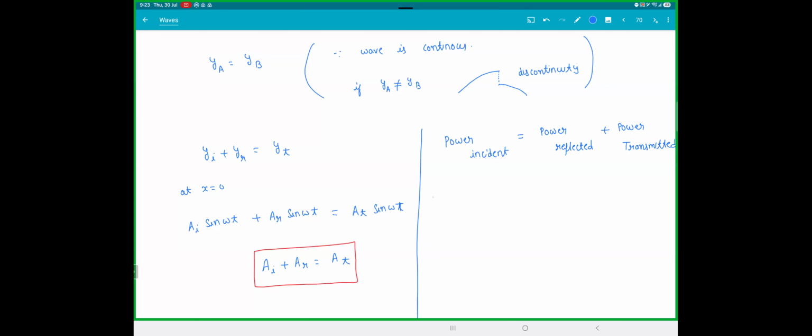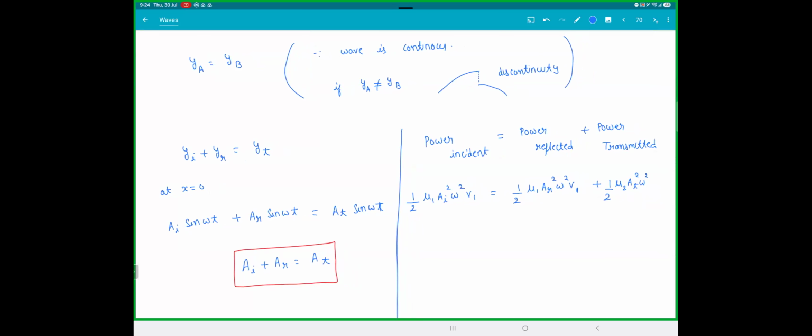So what is the power formula? I hope you remember last class we did half mu1 A incident square omega square V1, where V1 is the wave speed. The reflected wave is also on the left hand side: half mu1 A reflected square omega square V1. And half mu2 A transmitted square omega square V2. That's your power equation. Total power coming is equal to the splitting.